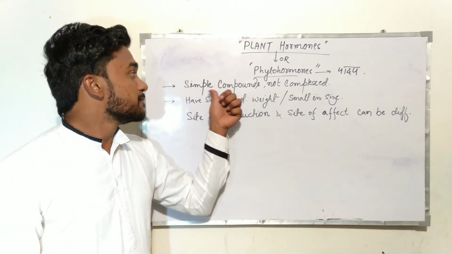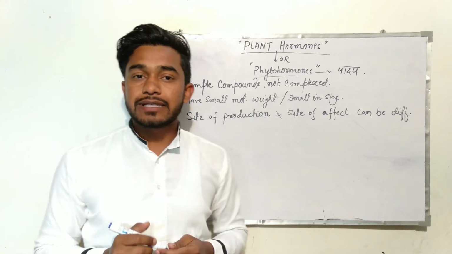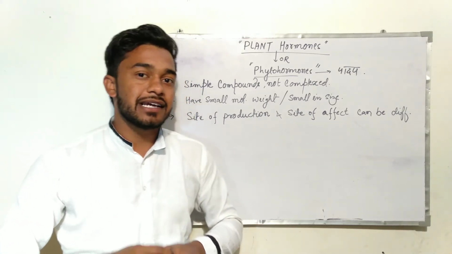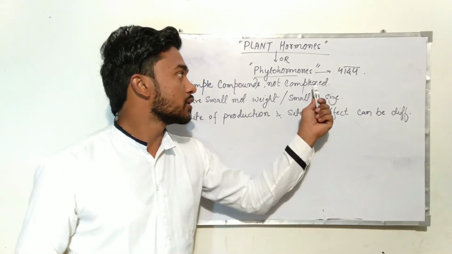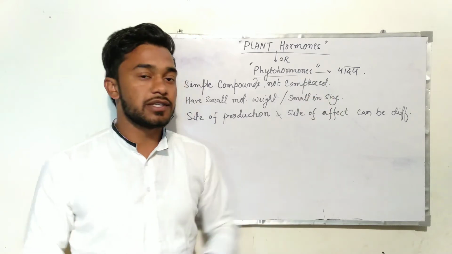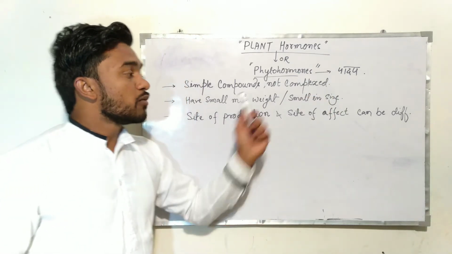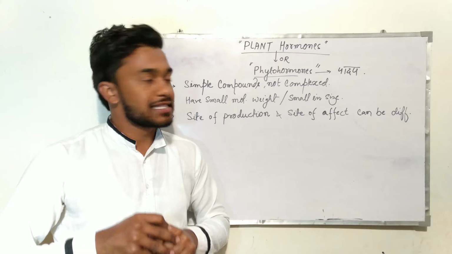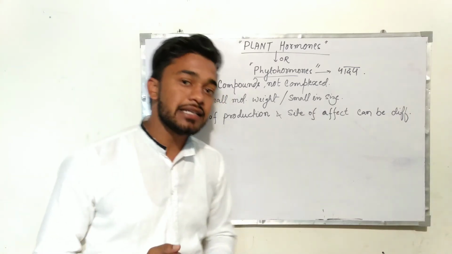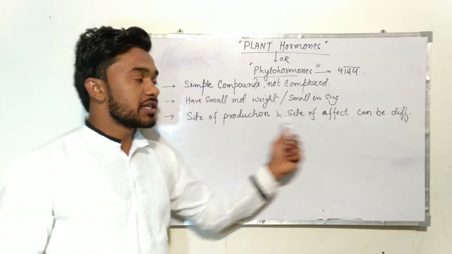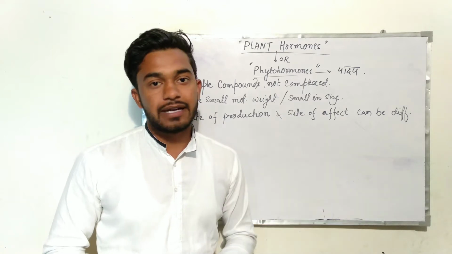So basically, simple compounds, not complex. The first thing about plant hormones is that they are simple compounds. They are not complex in nature. They have small molecular weight, for which we can say that they are smaller in size, and the site of production and site of effect may be different.